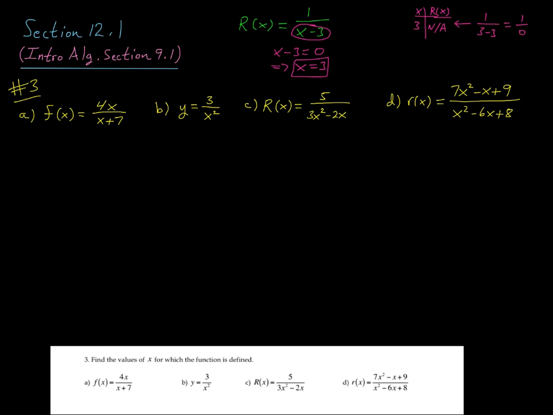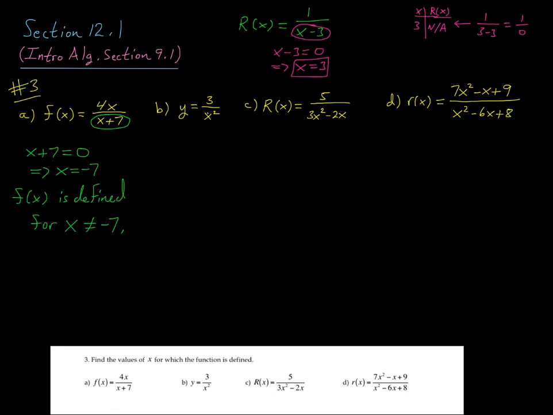So starting with part A, we have f of x is 4x divided by x plus 7. Here I'm going to look at the denominator and say, okay, what makes this thing 0? A division by 0 is going to be problematic for us. So if x plus 7 were 0, in other words, x were equal to negative 7, this function will not be defined. Since the problem is phrased as to find the values of x for which the function is defined, then we can say f of x is defined for all other x's.